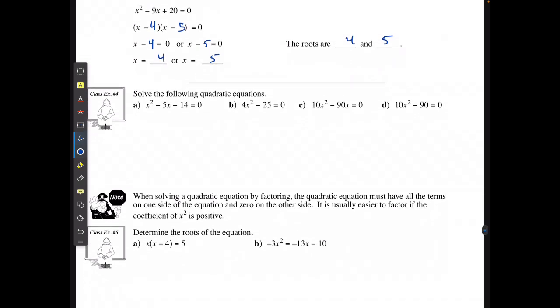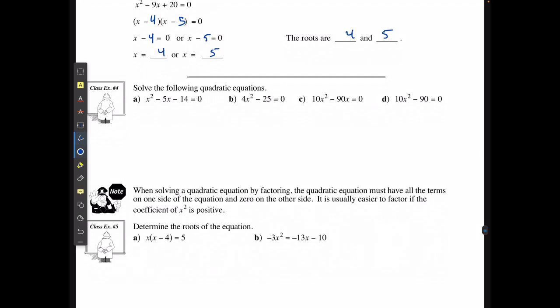I'm going to follow the same steps for all the ones in example 4. The first thing is I need to factor. So I'm going to start by factoring it down and saying that x minus 7 and x plus 2 is equal to 0. So x minus 7 is equal to 0, or x plus 2 is equal to 0. X would equal 7, or x would equal negative 2, which means that x is equal to 7 or negative 2.